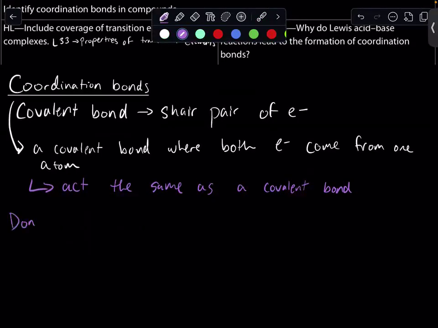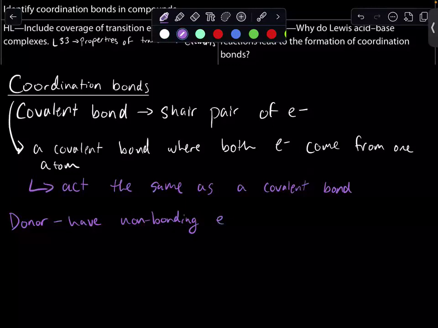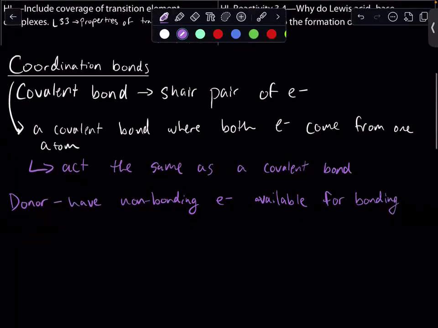So first, what we need is a donor. A donor has non-bonding electrons available for bonding, essentially. So something like hydrogen has no non-bonding electrons. When we look at hydrogen, it has one electron that bonds, so it could not be a donor. However, something like oxygen, while it usually makes those two bonds, has these two awesome pairs of non-bonding electrons right there. And oxygen makes a really good donor for coordination bonds. So oxygen gets the check mark.